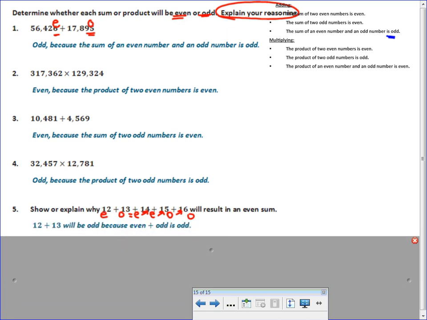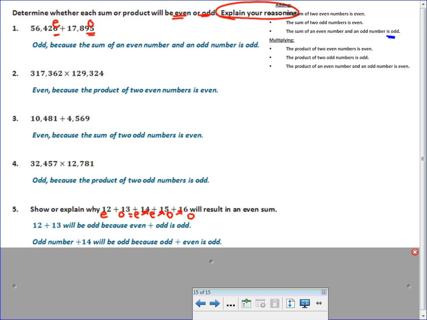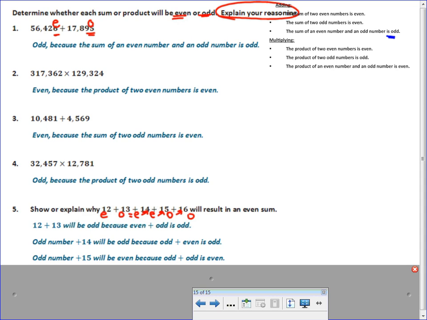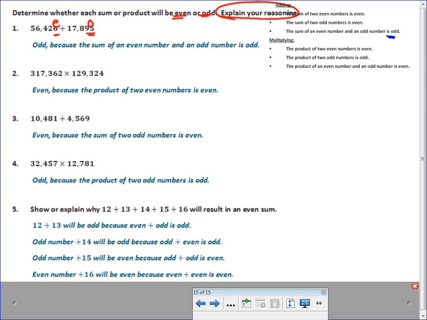So first, 12 plus 13 will be odd because even plus odd is odd. Step two, the odd number plus 14 will be odd because odd plus even is odd. The odd number plus 15 will be even because odd plus odd is even. So now you take that even number plus 16, even plus 16 will be even because even plus even is even. So the answer is even.